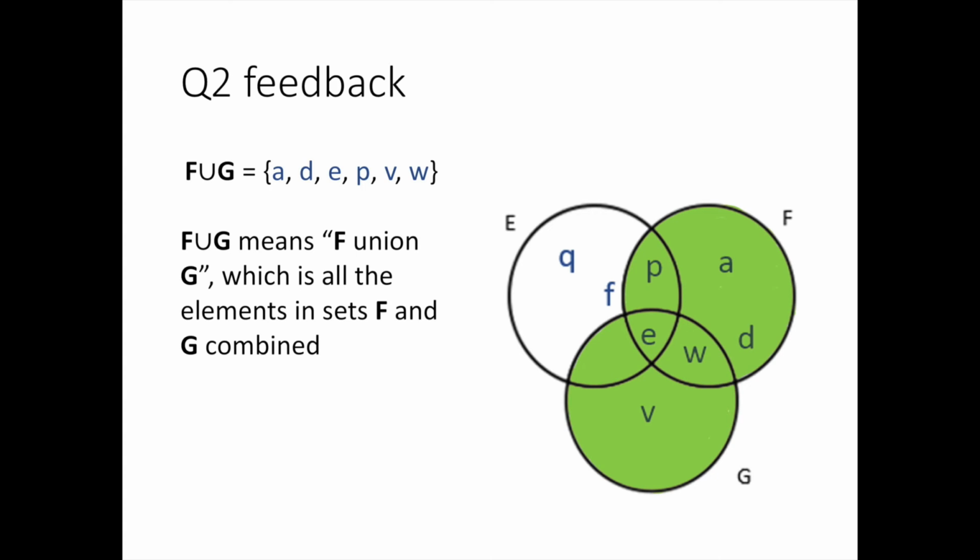Question 2, feedback. This question asked for the elements in F union G. This is all the elements in sets F and G combined, as shown by the shaded area in this diagram. In this case, the answer was A, D, E, P, V, and W.